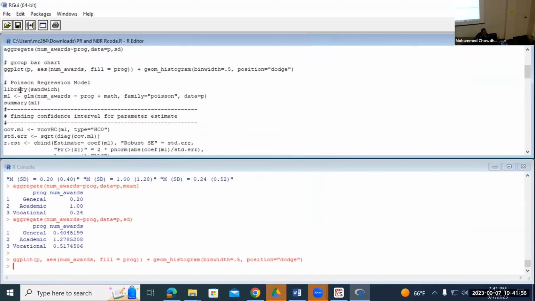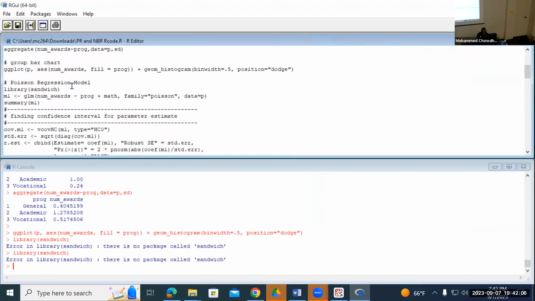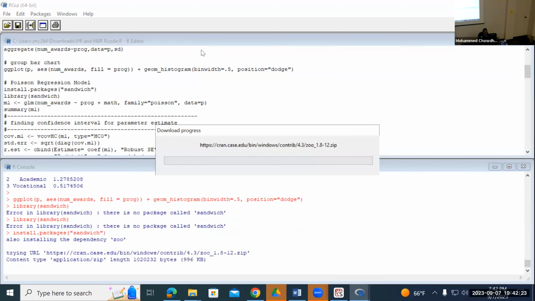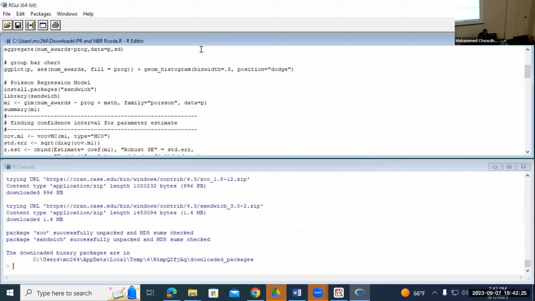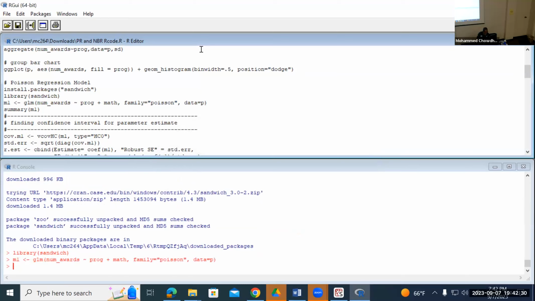After group bar chart, now we want to do the Poisson regression. Anyone has any question? There is no package called Sandwich. Okay. Install dot packages, and then I want to put Sandwich, and then I just want to run this. Now I want to run the functions.